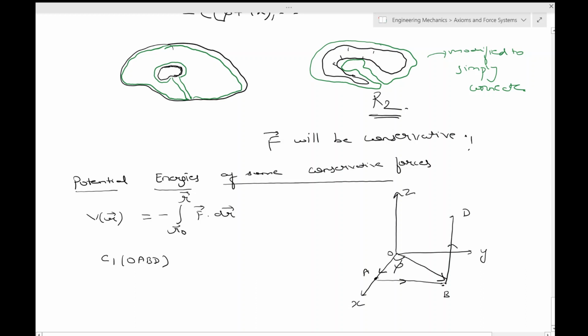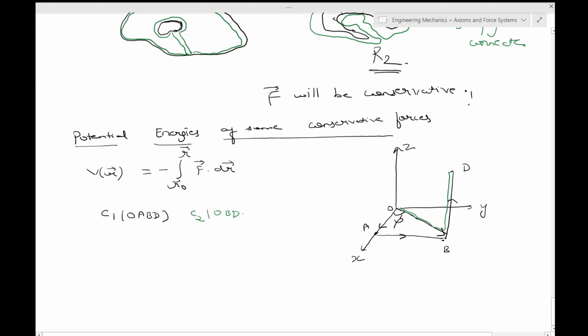And let's take another curve. I'll perhaps show it in a different color. C2, which is OBD. So that will be OB and then up to D. Okay. So let's try to do this over first C1. V of R minus V0, because O is the zero vector, it's the origin. And this is the integral over C1 going from 0 to R of F dot dr.